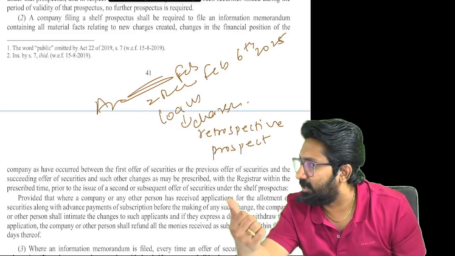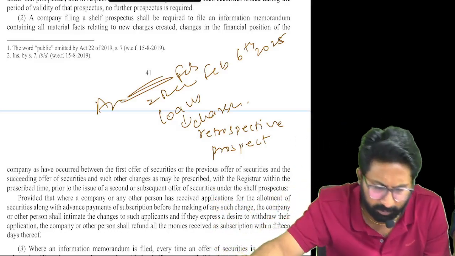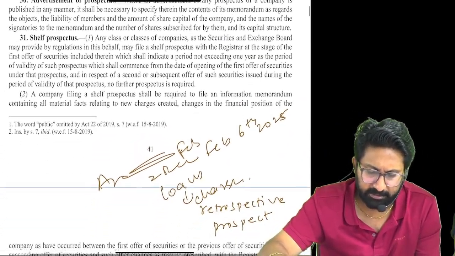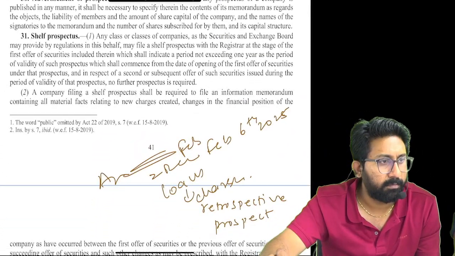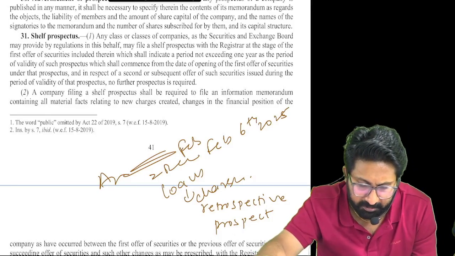Easy or difficult? Dead easy concept. If you understand properly, in 1 minute you can write it in the exam also. Not a problem. Write down: Shelf prospectus. Point number 1.